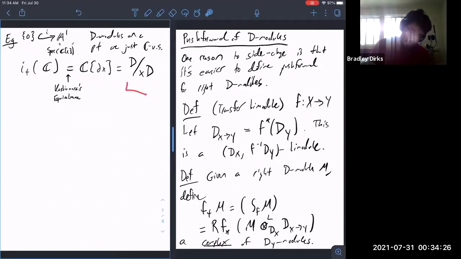But here it's an actual module, and this does not happen in general. In general, it's pretty hard to understand. Well, I guess I should say in general, not very easy to understand.